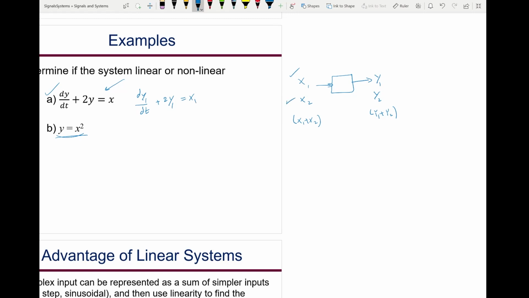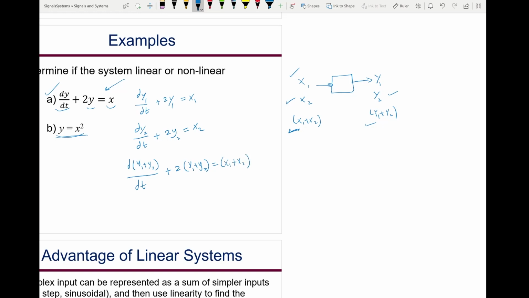Now let's apply this input. In this case, the output will be y2, so that will be dy2/dt plus 2y2 equals x2. Now what if I apply this input and this output? If I plug this into this equation, it's the derivative of the output, so that will be d of y1 plus y2, over dt, plus 2 times the output y, which is now y1 plus y2. The input x is now x1 plus x2.